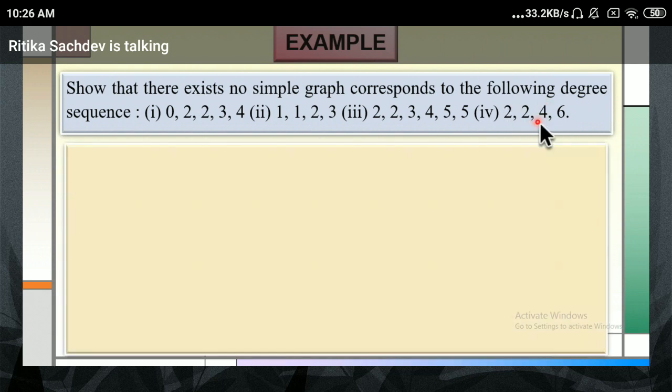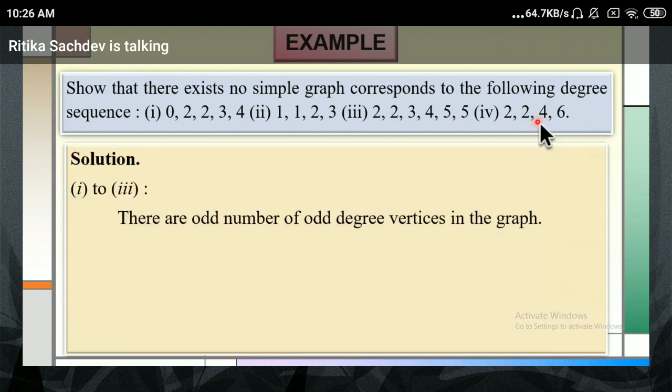Check our other way of argument. The other way of argument was using the handshaking lemma. We had said that in a graph, the number of odd degree vertices should be even. Remember, we had done that particular part. The number of odd degree vertices should be even.